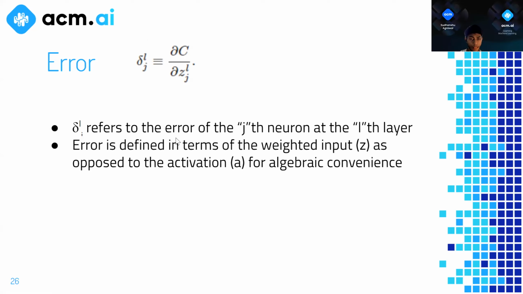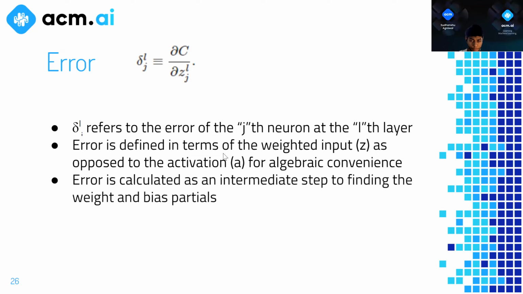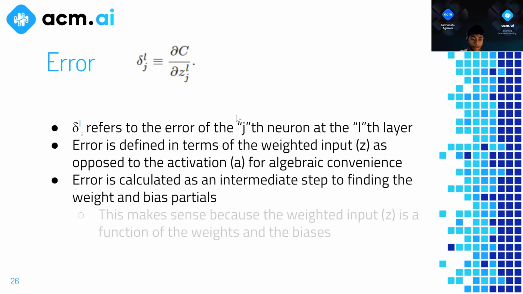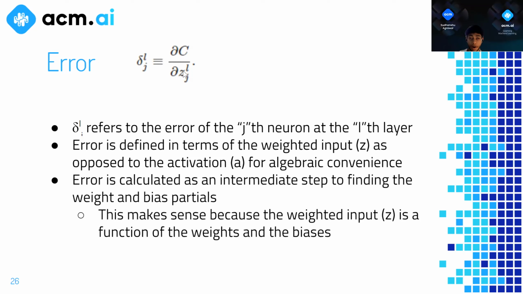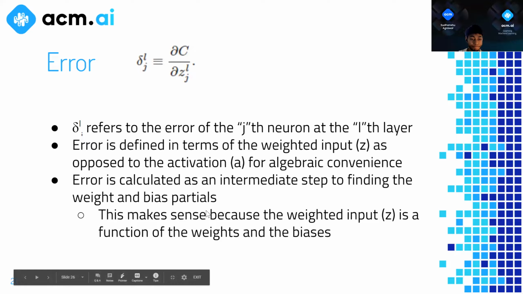Seems pretty intuitive. We'll note here that we define the error in terms of Z instead of A. The reason the author has chosen to do that is for algebraic convenience. We'll see how it all ties in later on. We should also note that this error isn't the final step. This isn't the gradient that we're looking for, but it's an intermediate step that's going to help us get to that partial derivative. And of course, it does help because the partial derivative does in fact depend on what the weighted input has to be.